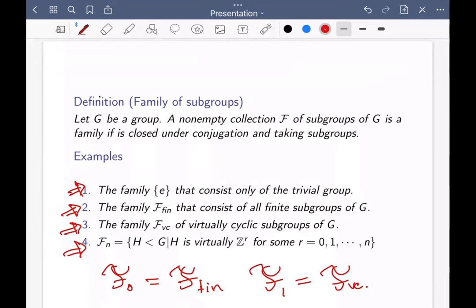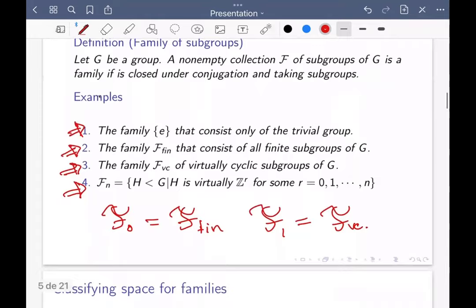May I ask a quick question? What is G in this family? G is a discrete group. You take a group and define this family. Thank you, sorry. Yeah.